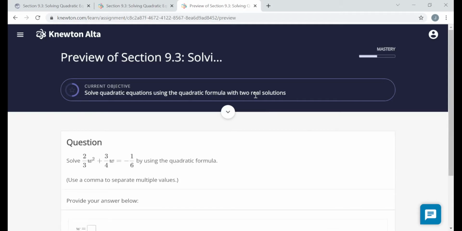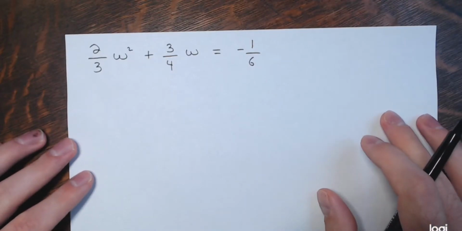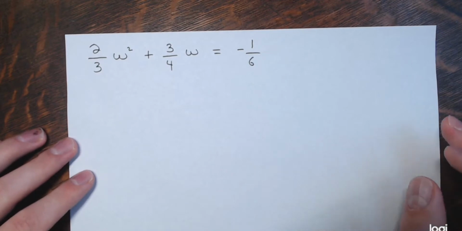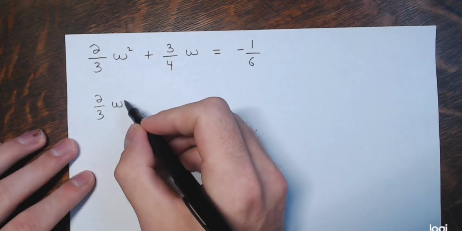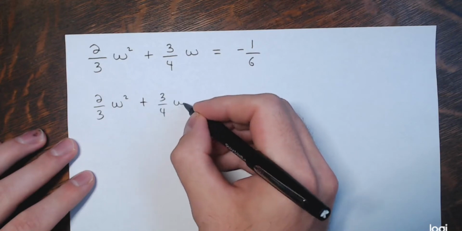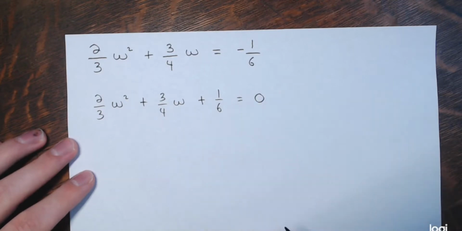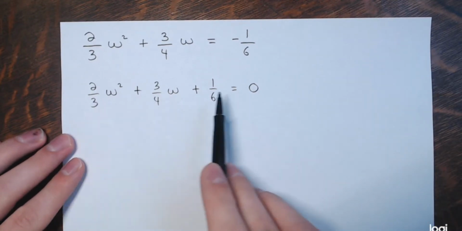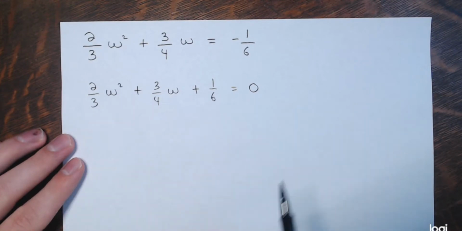So still the same objective. We're going to have another very similar question with all these fractions in it. So I'll write this out and we'll work on it. All right. So again, first thing I want to do is put this in standard form. I'm going to add 1/6. So we have 2/3 w squared, pardon me, plus 3/4 w plus 1/6 equals 0. And as I've been saying, once you have it in standard form, A is 2/3, B is 3/4, C is 1/6, and you can use the quadratic formula.